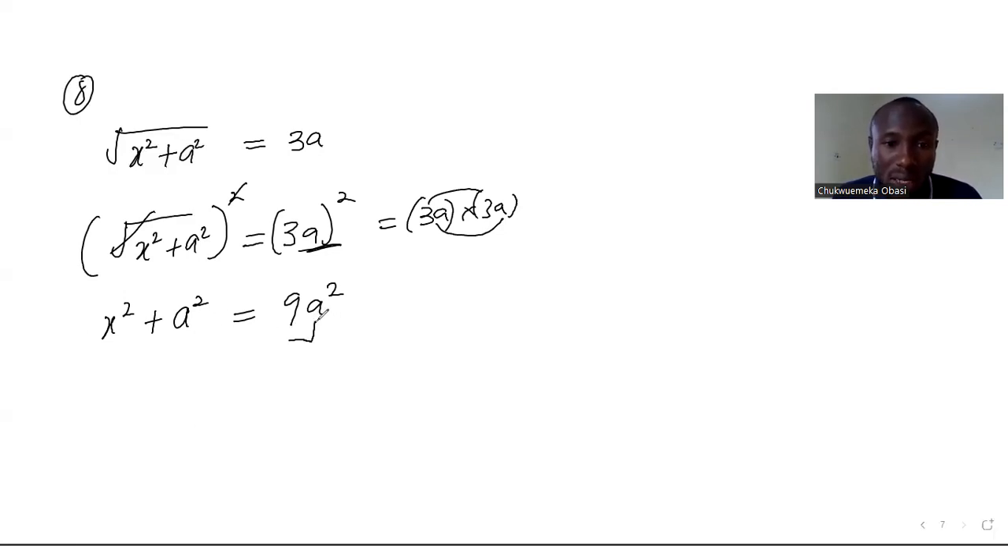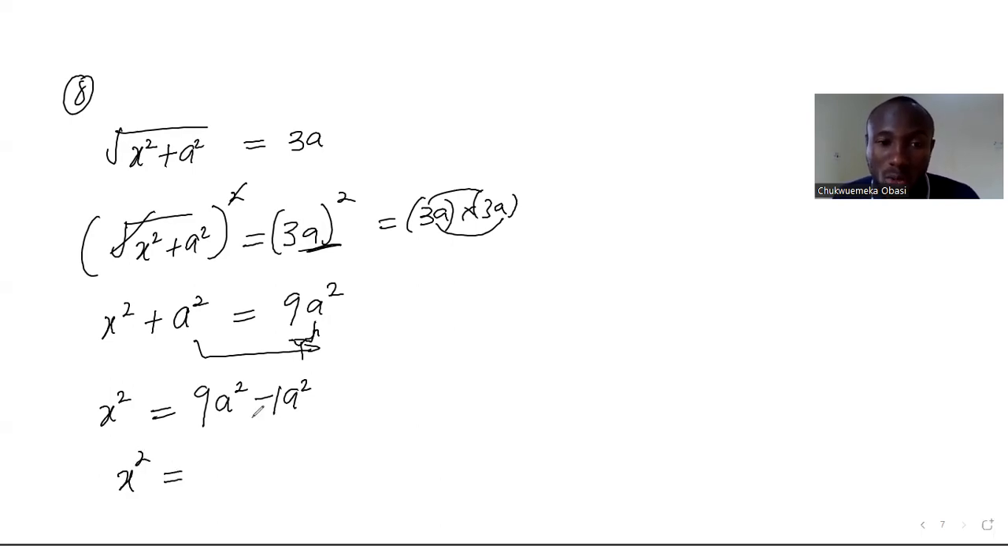I want to take a squared to this side. So I have x squared is equal to 9a squared minus a squared. Sorry, my 9 is almost looking like A, so let me write it very well. I'm taking this guy to this side. So what is 9a squared minus a squared? This a squared is just like 1a squared. So 9 of something minus 1 of something will give us 8 of those things. So I have it to be 8a squared.